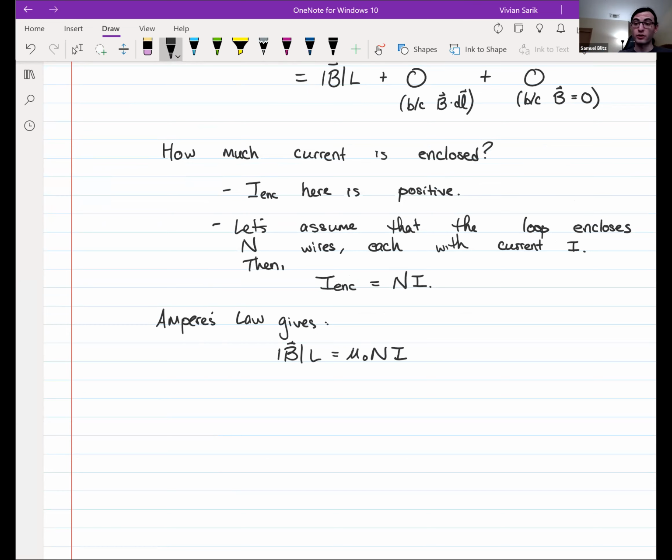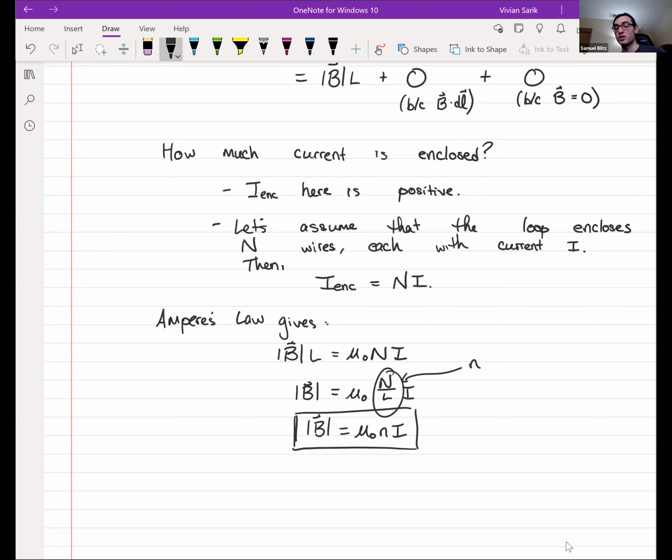And so we can solve for the magnitude of the magnetic field inside the solenoid as mu naught N over L times I. And now think back to when we were first talking about solenoids. The useful thing that we talked about was the number of turns per meter, i.e. how many turns there are in a particular length. And we gave this, that's N over L, the name little n. So the magnitude of the magnetic field is actually just mu naught times little n I. And this is indeed the result that we derived for the center of the solenoid. But this tells us that this is the magnetic field everywhere inside the solenoid.